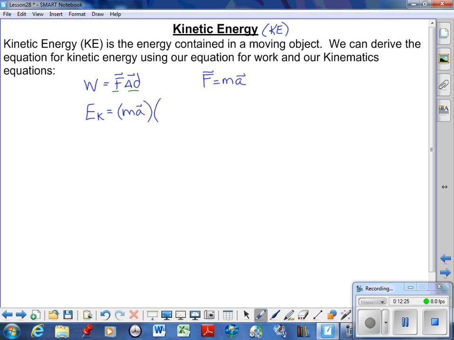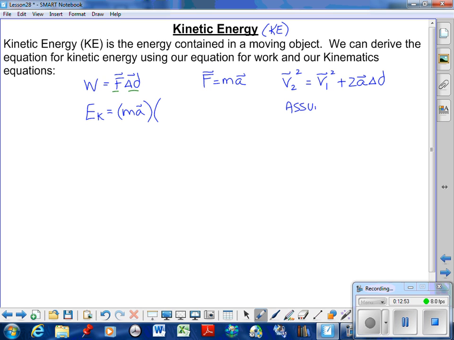Now, what am I going to replace delta D with? Well, I need to pick a formula that has acceleration and delta D in it, and v2 and v1. So the easiest kinematics one is v2 squared equals v1 squared plus 2a delta D. So that's just from our kinematics formulas. First thing we're going to do here with kinetic energy is we're going to assume that v1 is equal to 0.